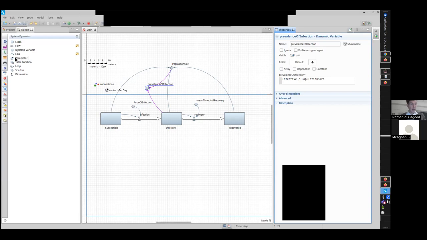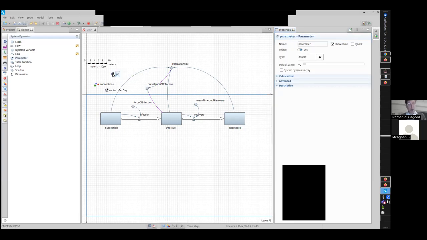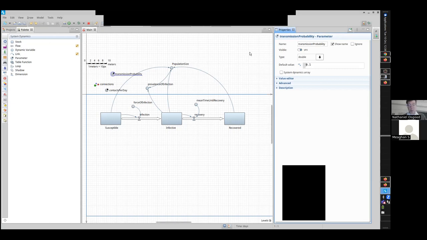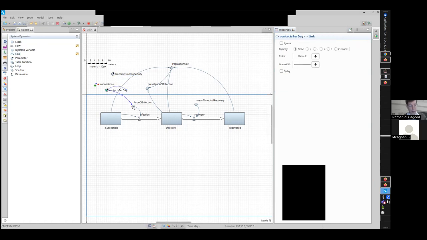So I'm going to create a parameter called transmission probability. And the idea is that if a susceptible and an infective come into contact, there'll be some probability that it will be transmitted, 0.1. Are we okay with this? Okay. So that's specific for a discordant contact, a contact between a susceptible and an infected.